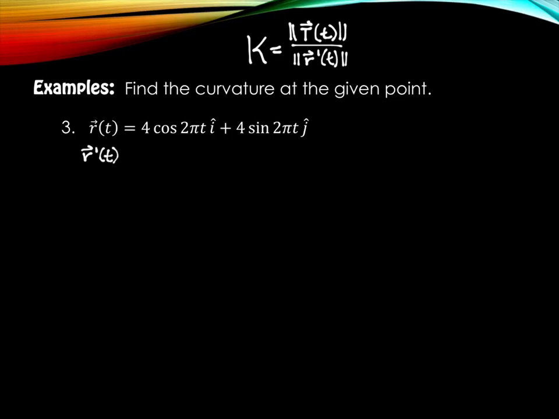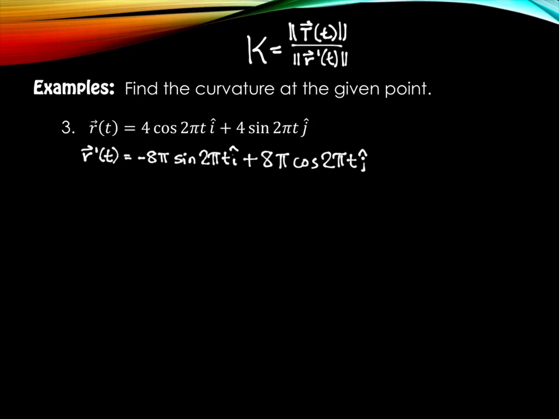So r prime of t, this one's not given in component form. This is not a space curve, right? This is in 2 dimensions. That's fine. I did that on purpose because it's going to be messy enough with just 2 dimensions. So we're going to give an example of that one. All right, so the derivative of 4 cosine 2 pi t i plus 4 sine 2 pi t j is negative 8 pi sine 2 pi t i plus 8 pi cosine 2 pi t j. Okay, so pretty good with that.